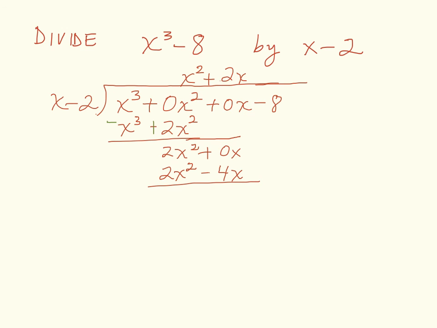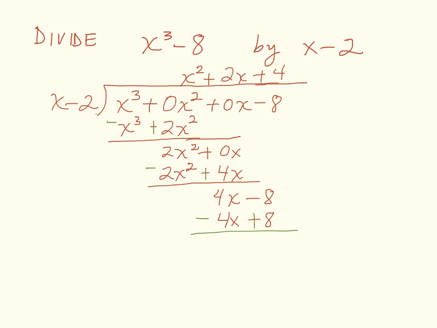We're going to change the signs for subtraction. That becomes negative. This becomes positive. All right? 0x plus 4x is 4x. I know the 2x squares are going to cancel, so I just bring down my negative 8. X goes into 4x 4 times. 4 times negative 2 is negative 8. 4 times x is 4x. When we subtract, 4x changes to negative, 8 changes to positive.